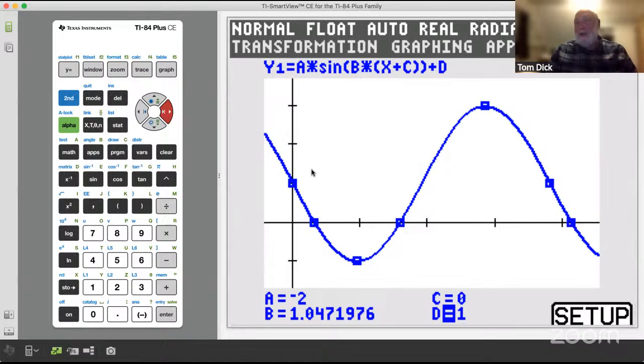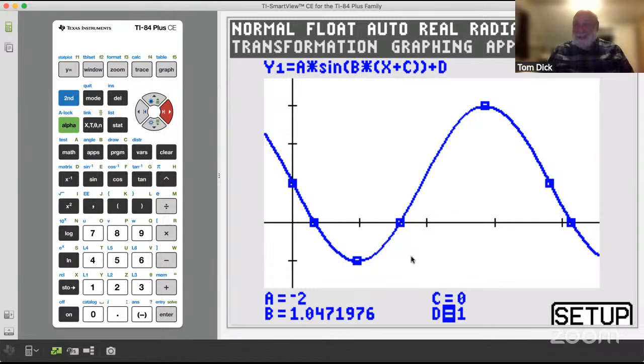Because these are such an important part of that AP pre-calculus curriculum, looking at these general sine functions and cosine functions, entering them into this form, whether or not you use the transform app, that's going to be very handy for changing the values of A, B, C, and D, rather than re-entering an entire function equation each time. You can just enter these values.